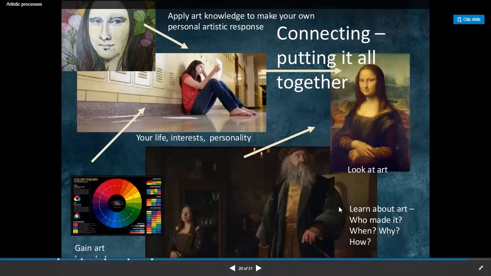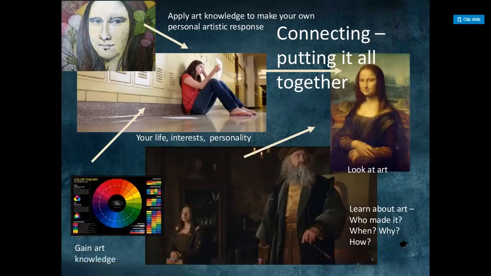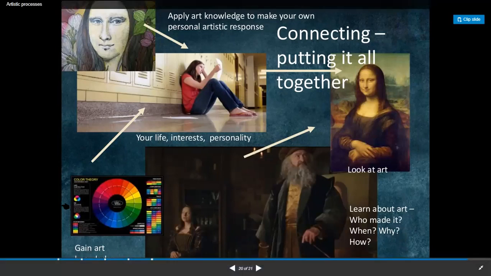Look at art, look about art: who made it, when, why, how, to gain art knowledge. That's why we have some color theory, the color wheel, how to mix colors. What do you think? How did they come up with the colors in the picture of the Mona Lisa? How did they come up with this kind of color?